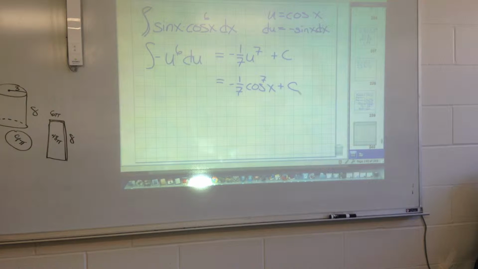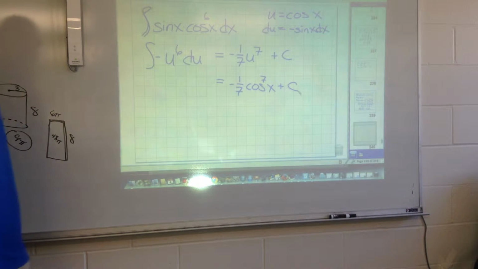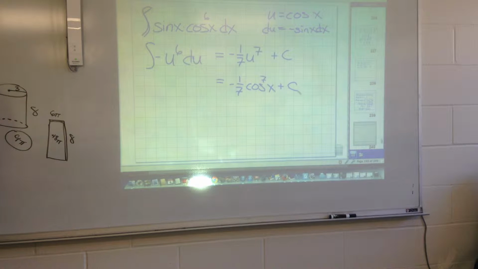And just to double check, cosine to the 7th x is the same as cosine x in parentheses to the 7th? Yes. Good. Okay on that one? Yeah. Alright.